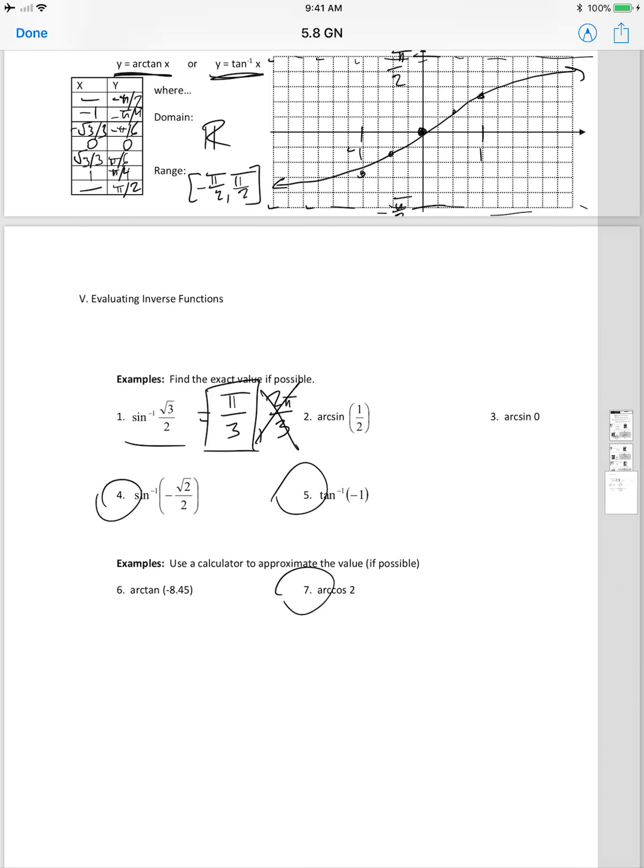Number 2 is very similar. What is the arc sine, the inverse sine? Remember, this and this mean the same thing, of 1/2. So where does the sine function give me 1/2? Because now I'm going backwards. And again, it will happen in more than one place, but within our allowed range, the only place that happens is pi over 6.